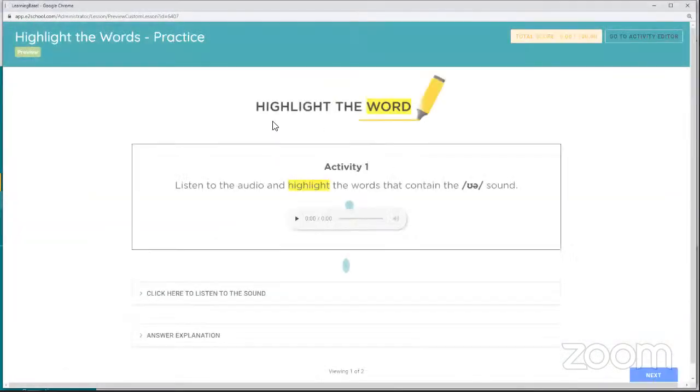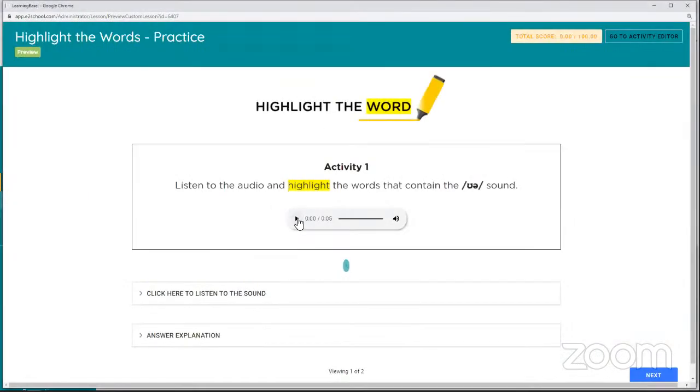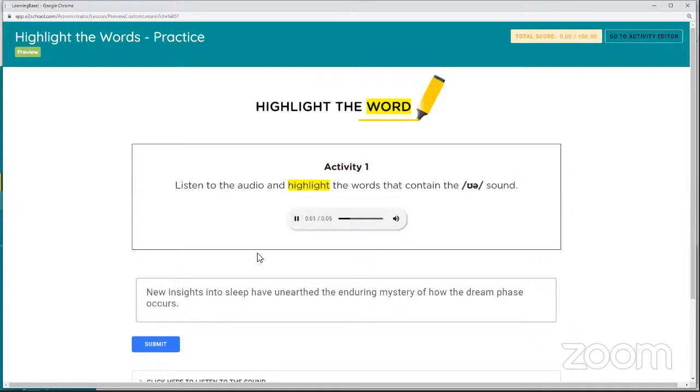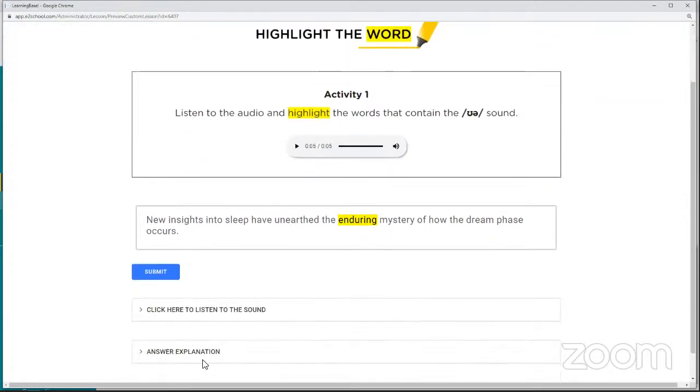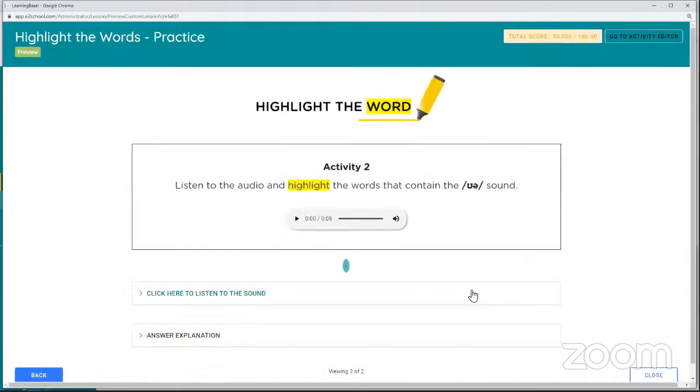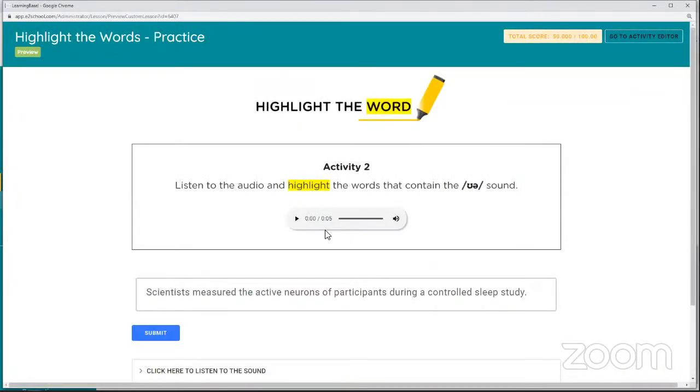All right. Now that's our awareness of single sounds. What about words that appear in a sentence? New insights into sleep have unearthed the enduring mystery of how the dream phase occurs. Any other ones other than that? No, only one. Occurs is not ua.